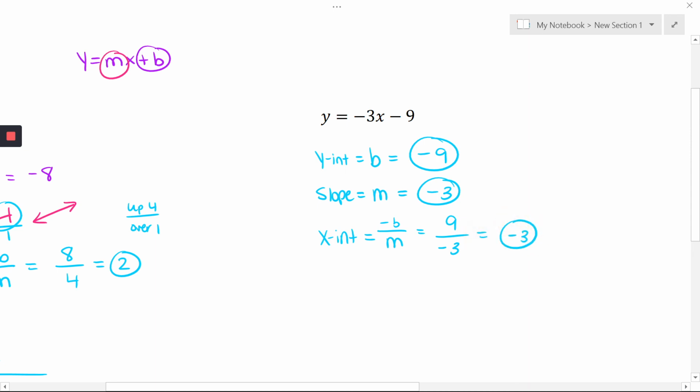And then we could also graph that given the information. Graph the y-intercept, then graph the x-intercept, and we can see that our slope, my line, would be a line going down.